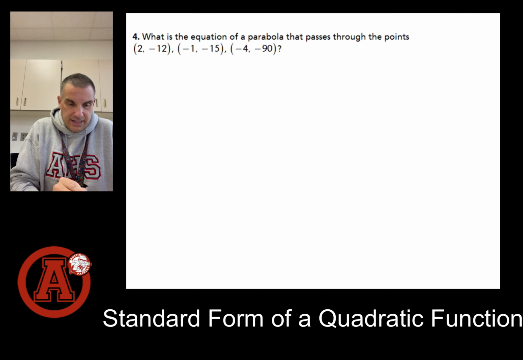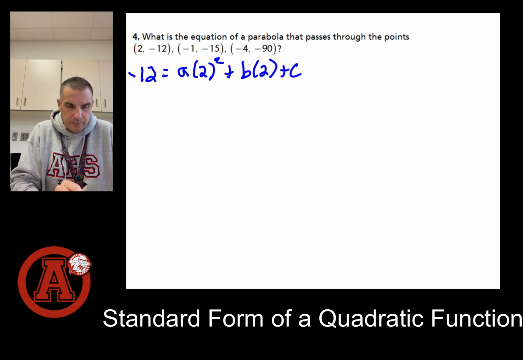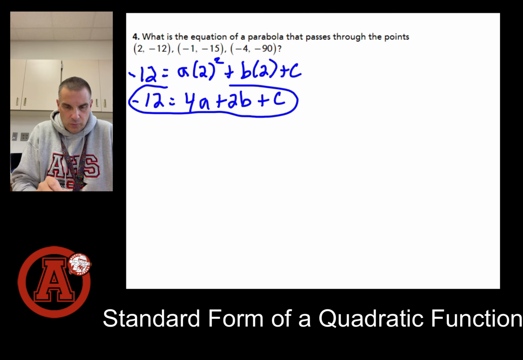So my y is negative 12, so I'm going to have negative 12 is equal to a times x squared, so a times 2 squared, plus b times x, so b times 2, plus c. So negative 12 is equal to 4a plus 2b plus c. So there's my first one.